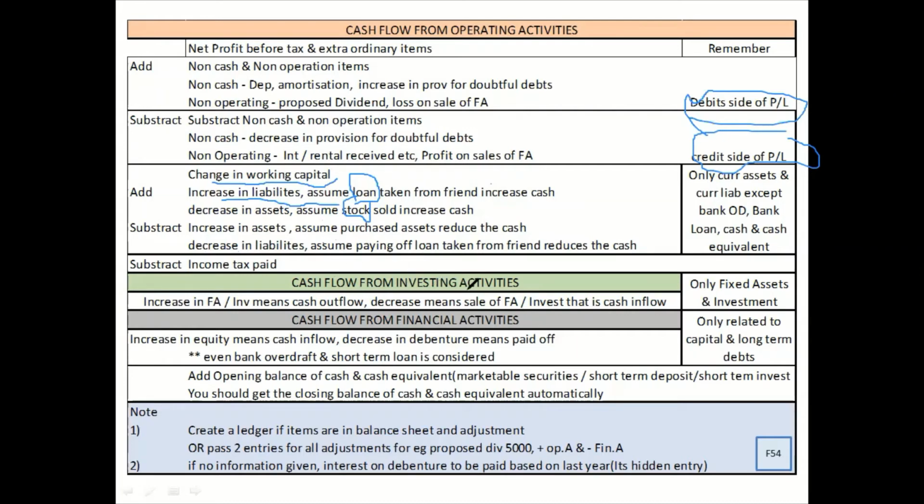Then comes your cash flow from investment activity. Cash flow from investment and finance activity, both are your direct methods. Both are very easy to do. You can simply pick it from the balance sheet and you can write it accordingly.